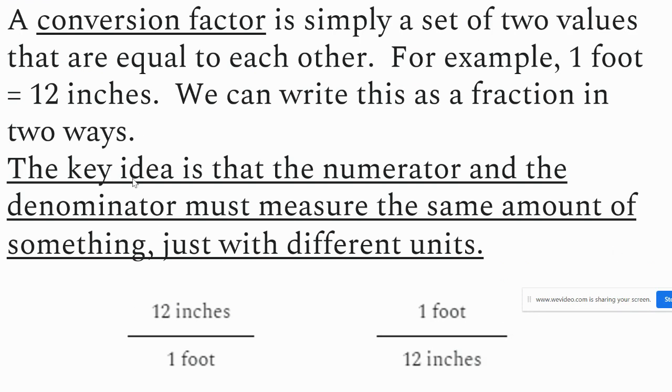So the idea is that the numerator and denominator have to measure the same amount. Anything that's top or bottom, except for what you started with, has to equal each other, except your starting amount, which could be like miles per hour. These conversion factors have to equal each other, and you can flip them upside down to convert into what you want and cancel out the other stuff.